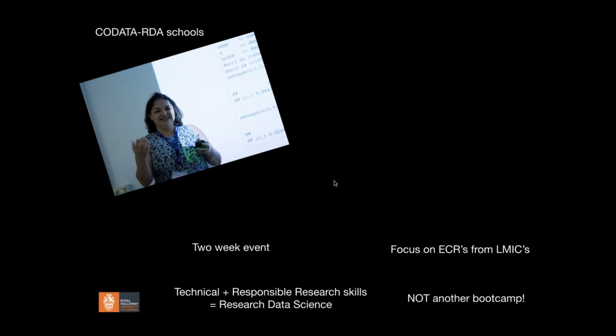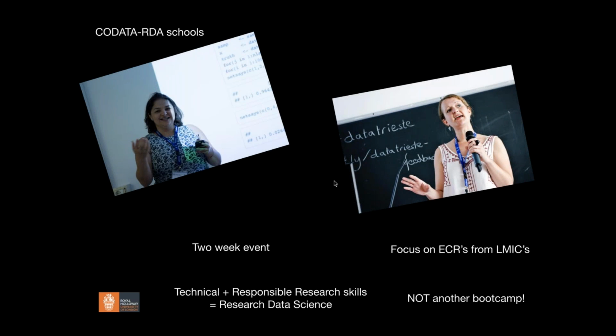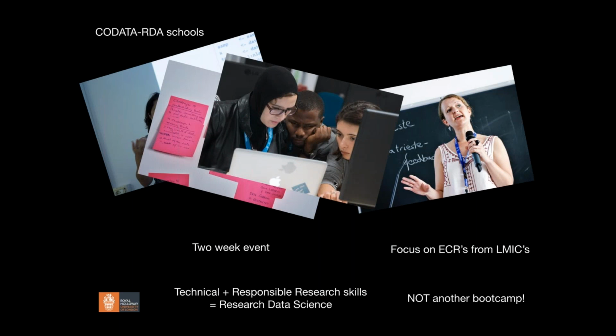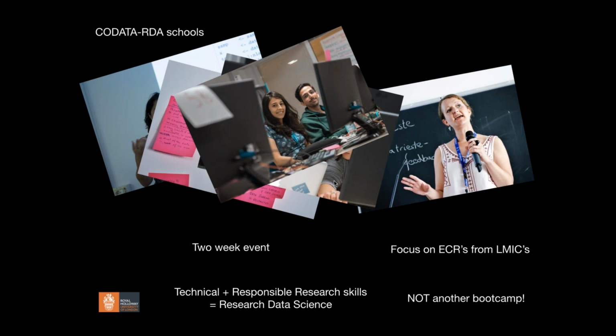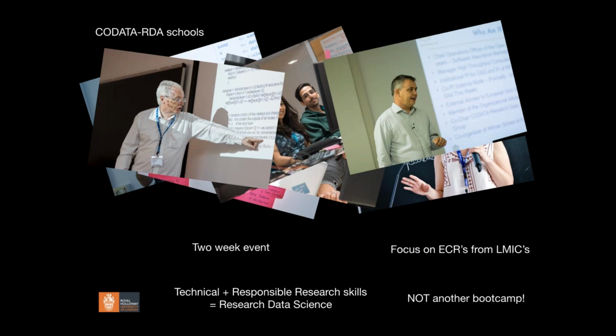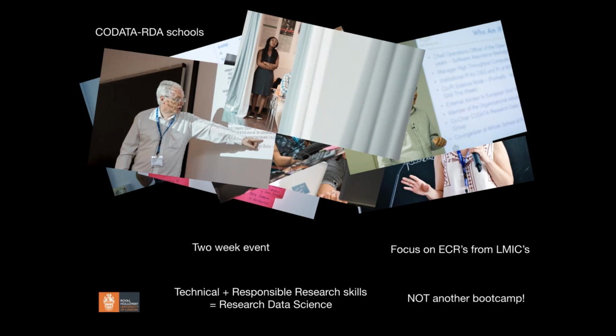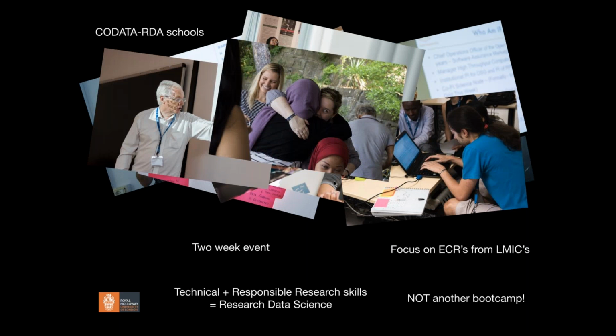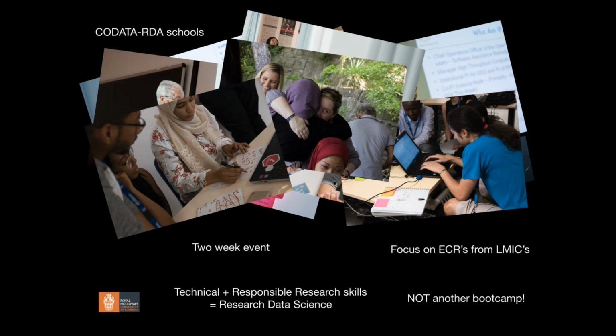Okay, so what are the CoData RDA schools? It's a 2-week event. The focus, at least initially, has been very much on early career researchers from low and middle income countries. The materials that are taught over those 2 weeks are the technical and responsible research skills. And we put that together, as you said, into something that we'll call research data science.